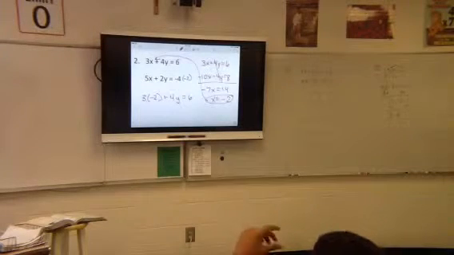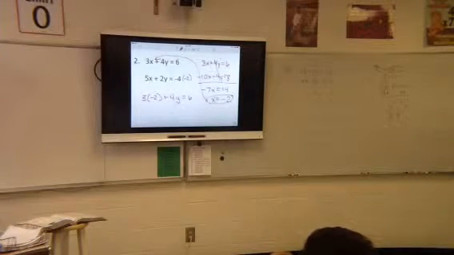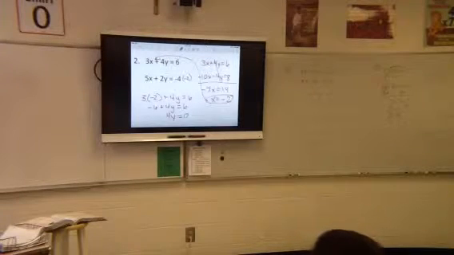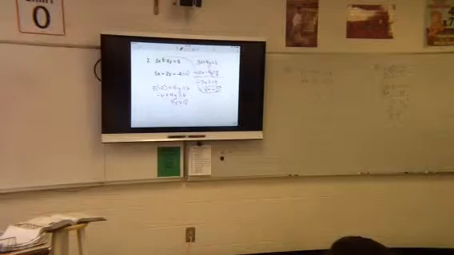Multiply 3 times -2. What do you get? -6. Good. What do you want to do next? Add the 6. Good. So we get 4y equals 12, and then what? Divide by 4. You get 3.